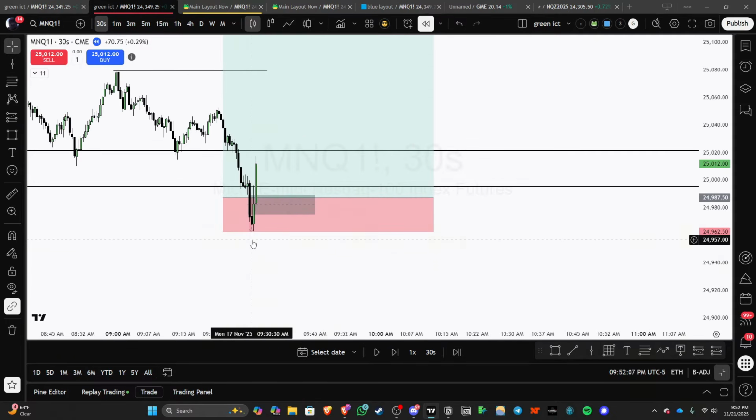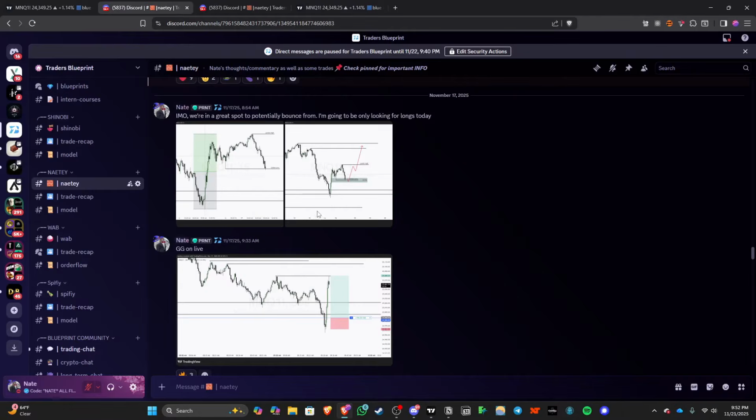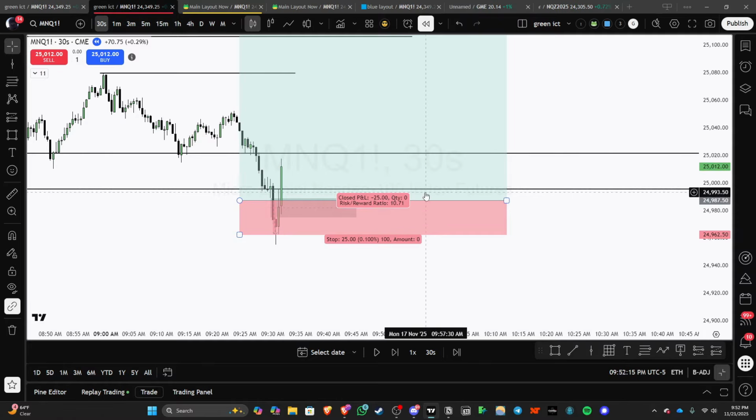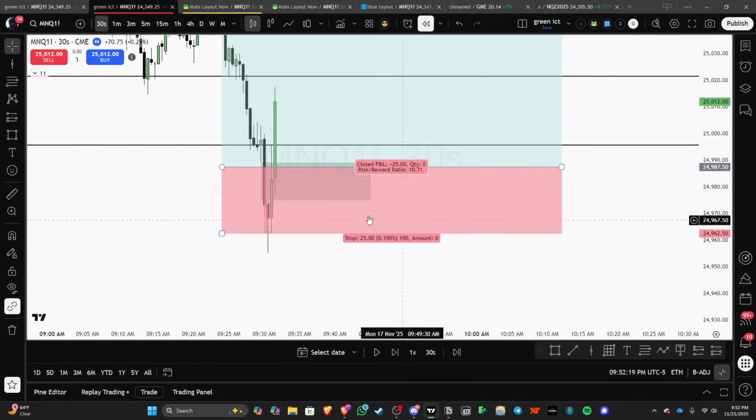And now we see a very, very strong displacement higher. I believe I entered long. My exact fill was 988, so about that, using this 30-second inversion as my entry.